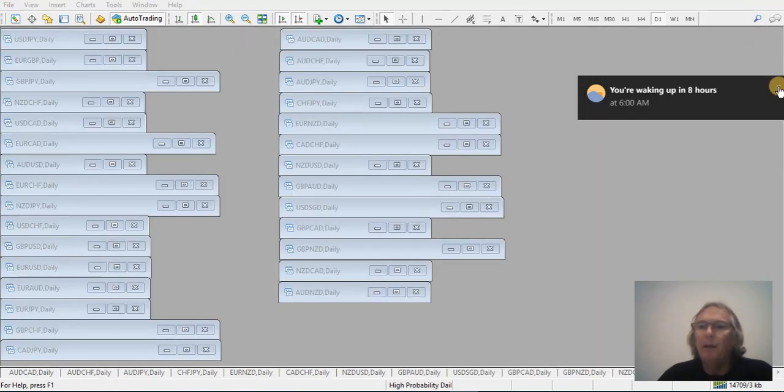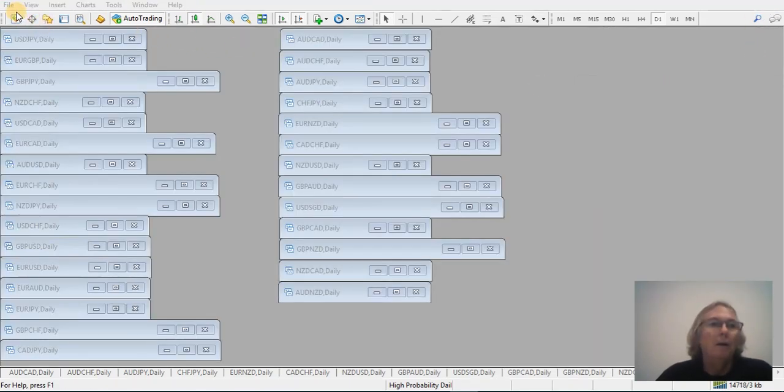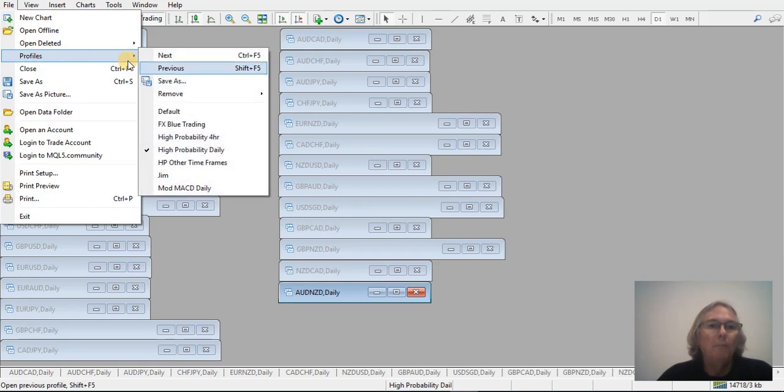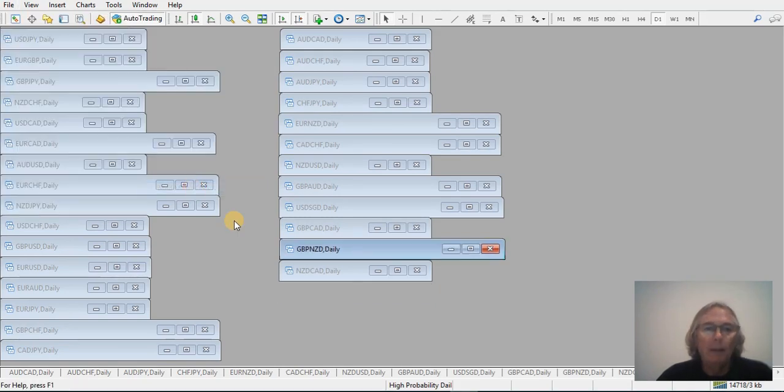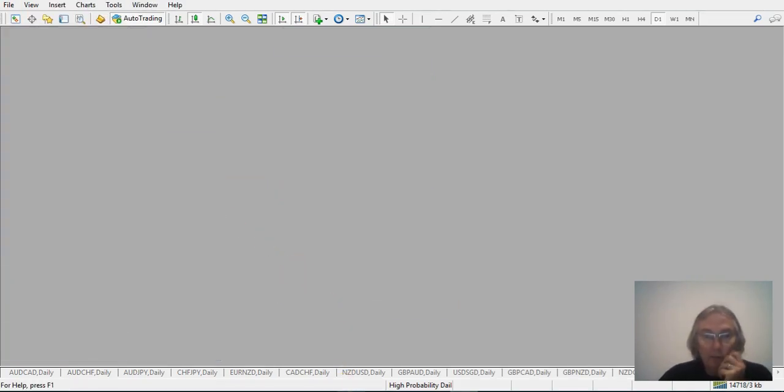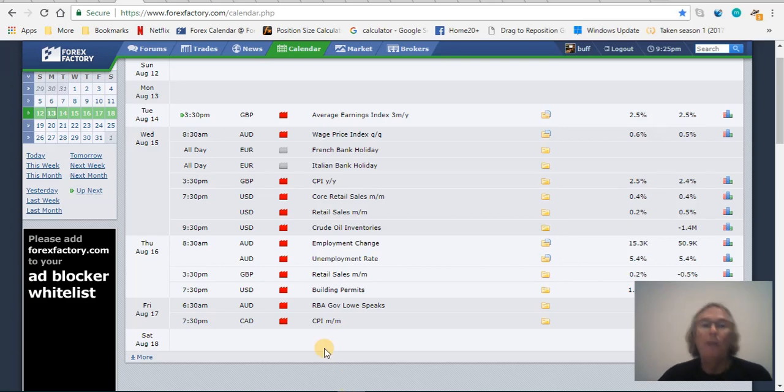Fairly quiet week actually. Monday, today, the 13th, nothing. And I've only got the high impact news, the red ones. That's all I sort of really worry about. Tuesday we've got pound average earnings index, whatever that is. Pound's a bit unstable at the moment. We'll talk about Brexit still anyway.